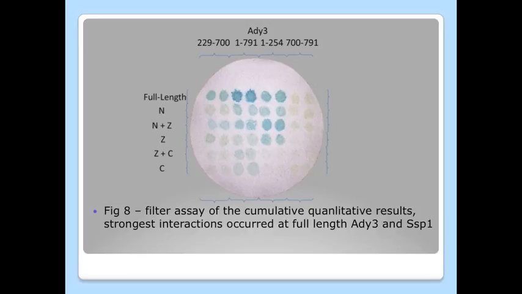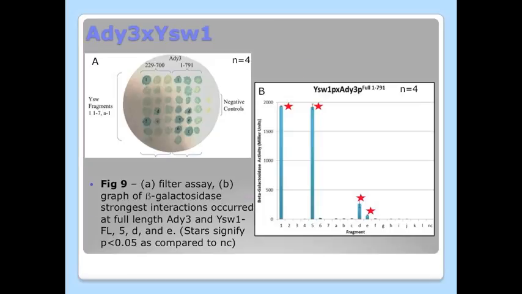The strongest binding occurred between the full-length proteins, and second to this interaction, the N+C and ADY3 229-700 amino acid domains displayed the strongest interactions, so these regions are likely to be the binding domains. The next stage was to test for an ADY3 and YSW1 interaction. The proteins did bind, and the strongest binding occurred between the full-length proteins.